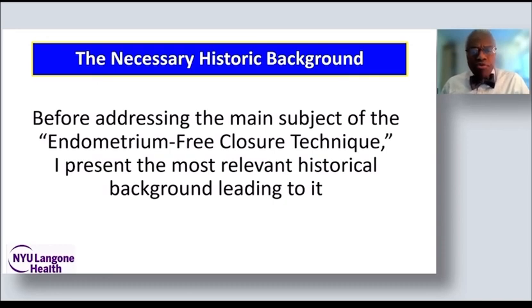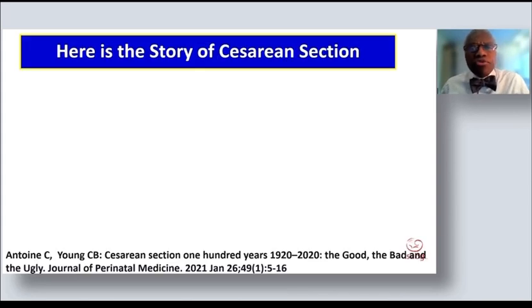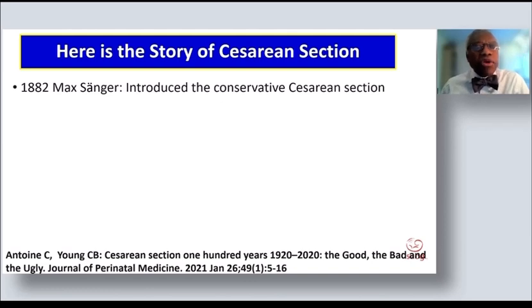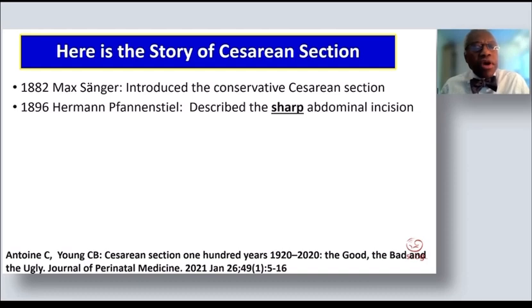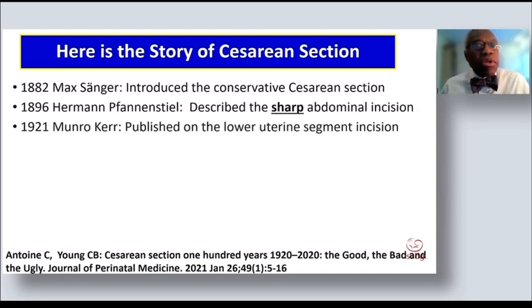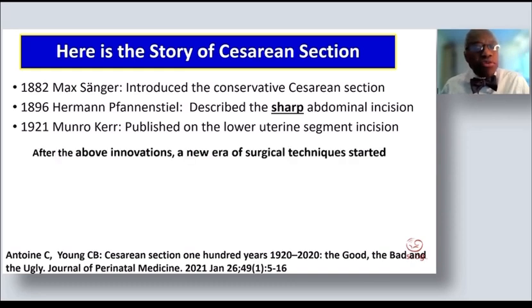Now, before addressing the main subject of the endometrial-free closure technique, I would like to present the most relevant historical background leading to it. Here is the story of cesarean section. In 1882, Max Sänger introduced the conservative cesarean section. In 1896, Hermann Pfannenstiel described the sharp abdominal incision. In 1921, Monroe Kerr published on the lower uterine segment incision.